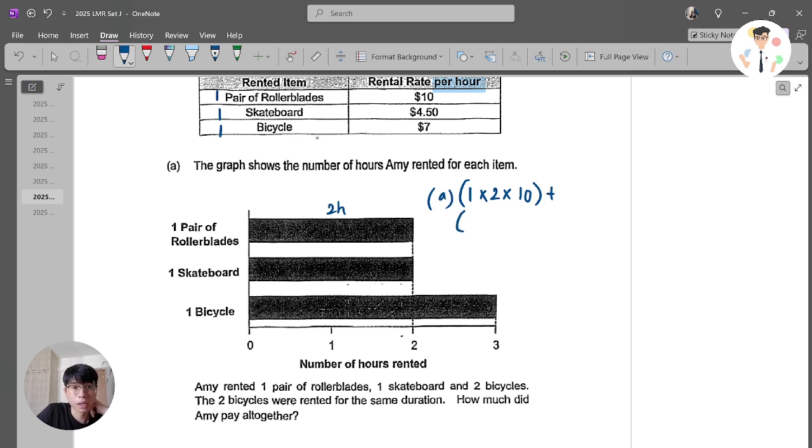Next, skateboard. Skateboard, I have how many? 1. Skateboard, how long? 2 hours. Each hour for how much? $4.50. Plus, how many bicycles? I have 2 bicycles. How many hours did I actually rent? 3 hours. Each hour, how much does it take? 7. So just press on the calculator and add them together. You should get 20 plus 9 plus 42, and your final answer is supposed to be $71.